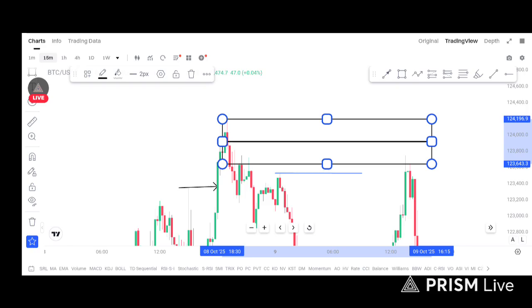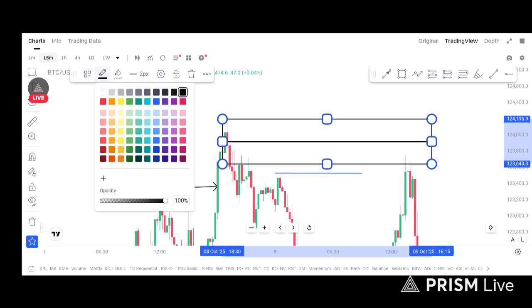Yeah, let me change this back to, what am I doing? To the color.